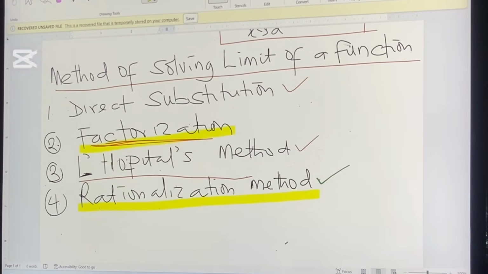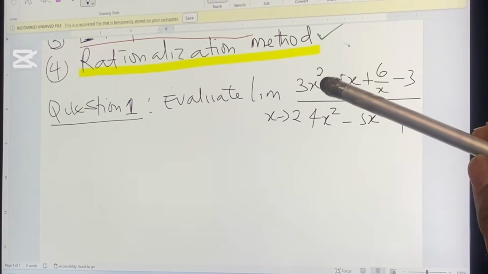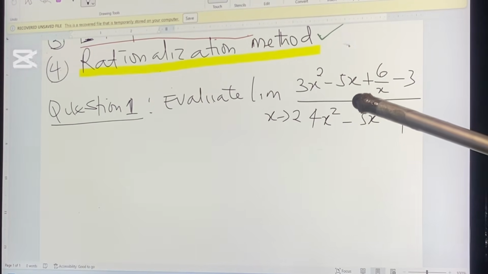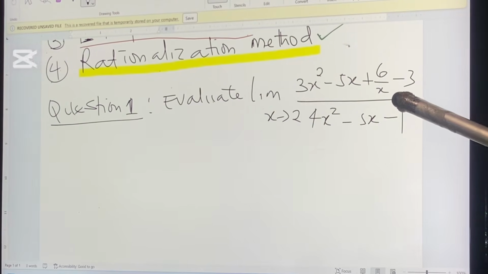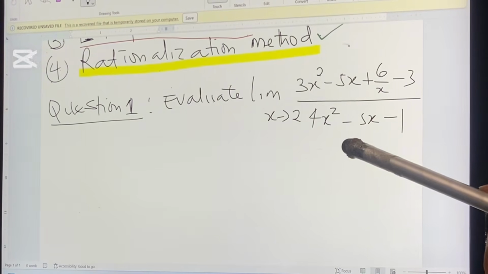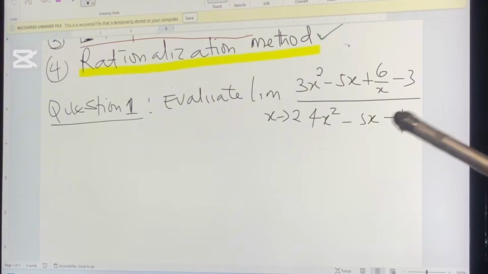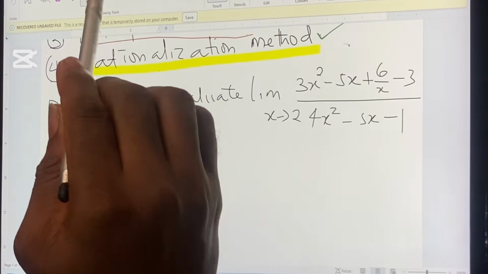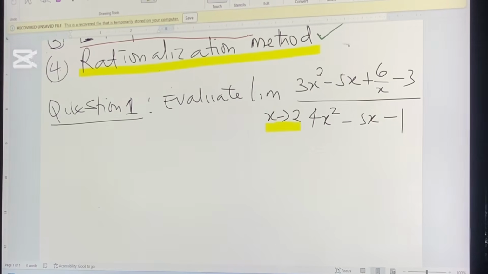Please, let's take example 1, please. Let's consider this question. They said evaluate limits of 3s squared minus 5s plus 6 over s minus 3 over 4s squared minus 5s minus 1 as s tends to 2.